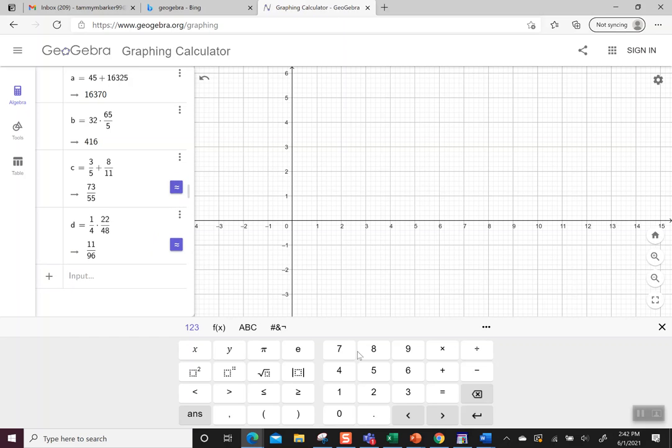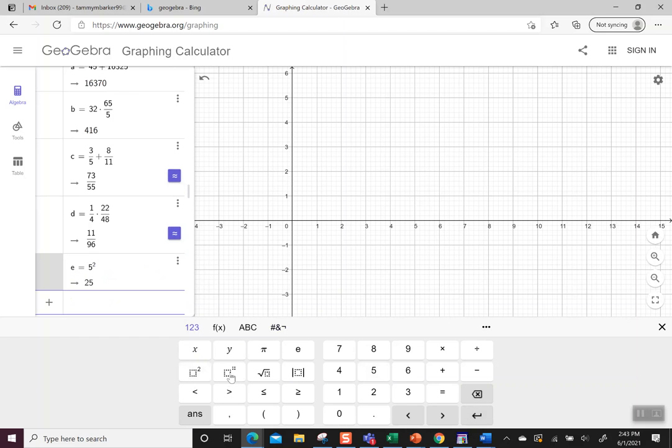Other things we should talk about, powers. If it's a simple power like squared, you can hit the square button, which is the first one. So let's do 5 squared. If you have a bigger power, then you want to use this double box. So maybe we want to have 5 to the 4th.